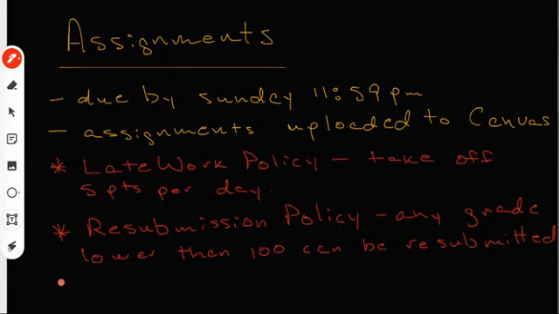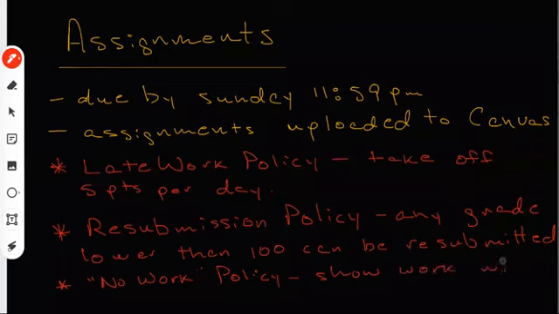And then the last one that we need to talk about is the "no work policy." Okay. For any assignment, typically I'll have 10 questions. You need to show your answer and you need to show your work. Okay? So you need to show work with every answer. If you don't show work with your answer, then I can only give you half credit. So don't let it get to that.